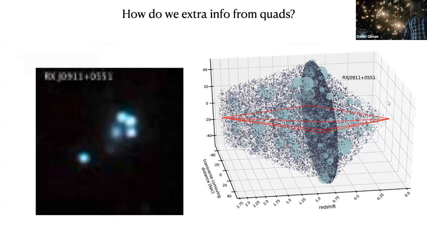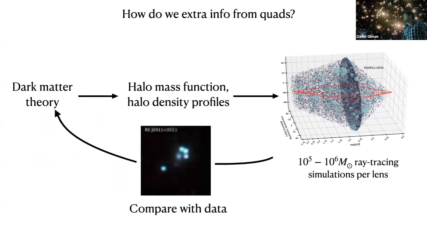And basically, you'll start with some dark matter theory that makes some predictions for how many halos there are and what their internal structure should be. So that gets you to the second point.